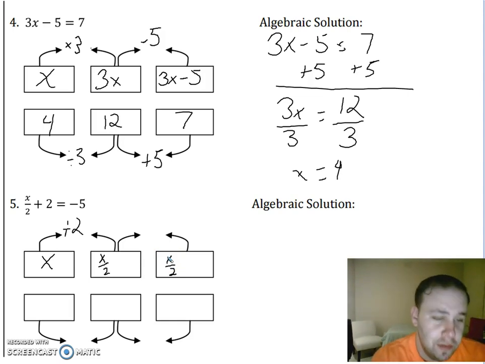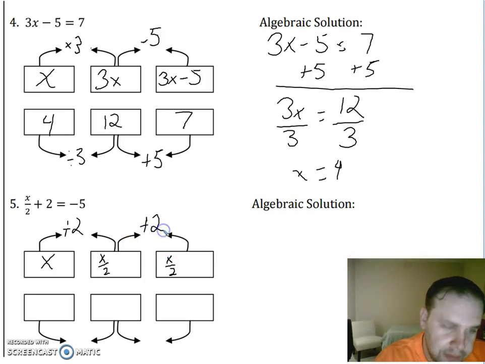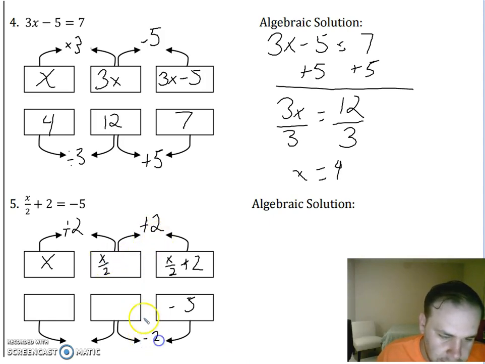x divided by 2. And now what am I going to do to this here? I'm then going to add 2, just like over here. So now I have x divided by 2 plus 2. And on the right-hand side, I have negative 5. And then I just added 2, so I'm going to subtract 2, which leaves me with negative 7. Then times 2. So negative 7 times 2 is going to be negative 14.